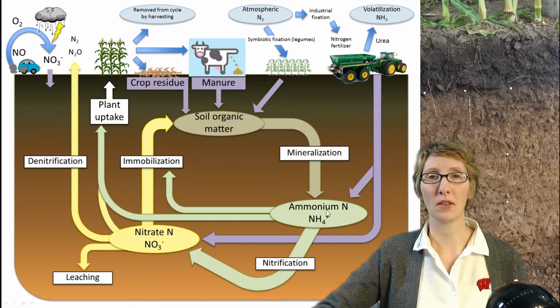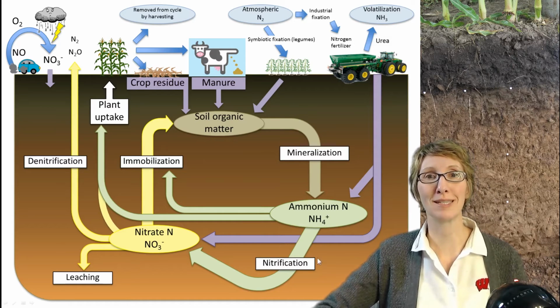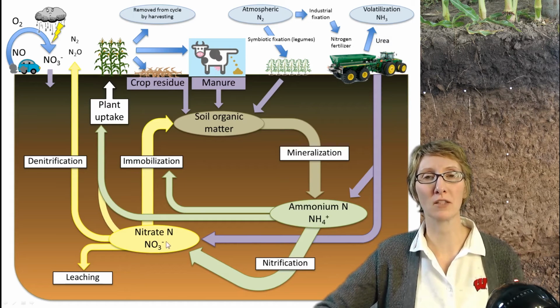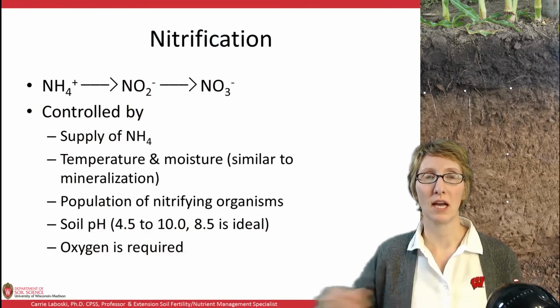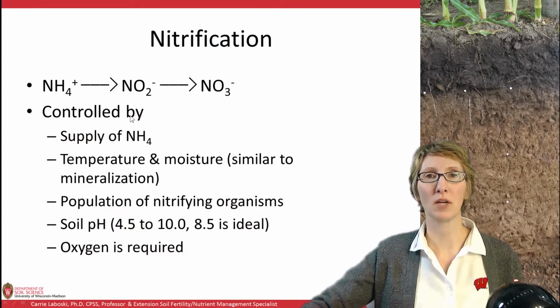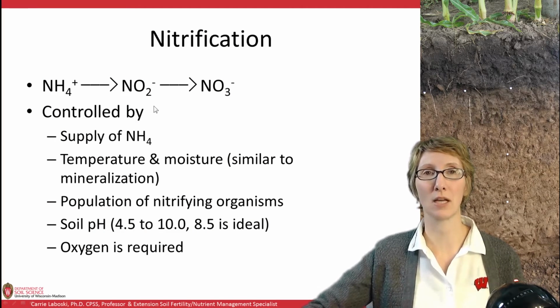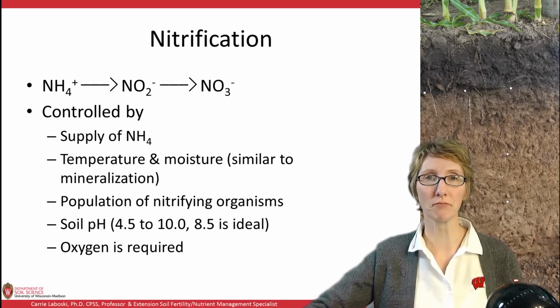The third thing that can happen with ammonium is the nitrification process. And here, this is where ammonium is transformed to nitrate. And that's a very important component. So if we look at this nitrification process, again, we see ammonium going to nitrate. Nitrate is taken up by plants. Nitrate does not last particularly long in the soil.